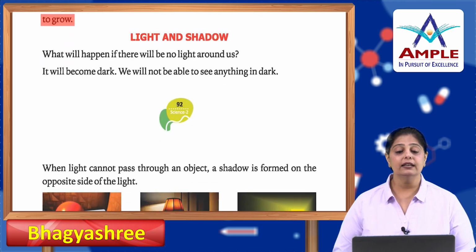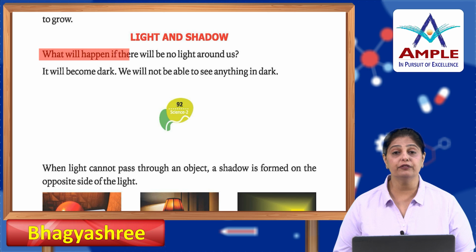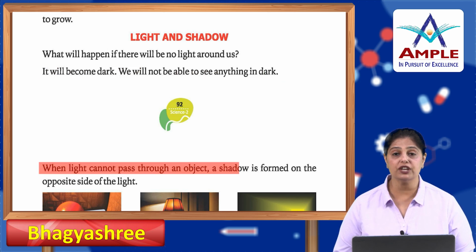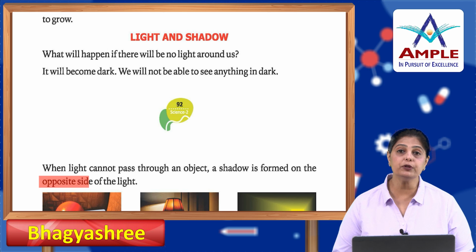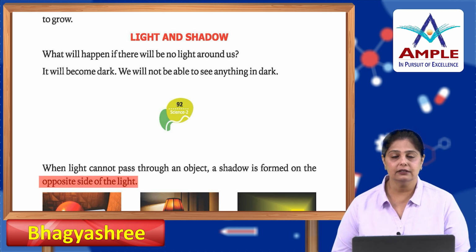Now let's talk about light and shadow. What will happen if there is no light around us? It will become dark. We will not be able to see anything in the dark. When light cannot pass through an object, a shadow is formed on the opposite side of the light. Imagine life without light. It will be so dark.